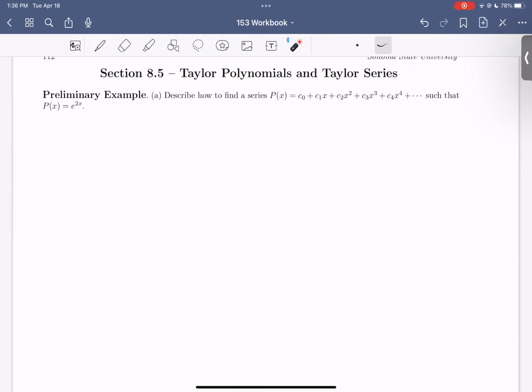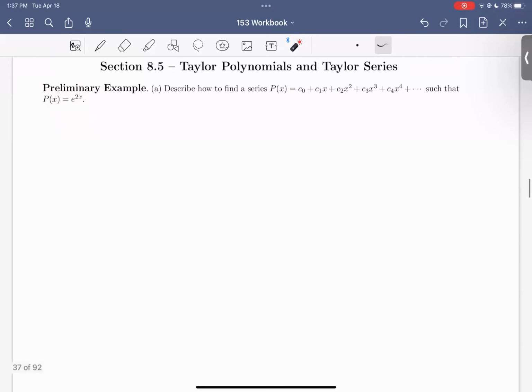All right, so in this example, we're told in part A to describe how to find a series written as P of x that has this form: C sub 0 plus C sub 1x plus C sub 2x squared plus C sub 3x cubed, etc., such that that series is actually equal to this more complicated function e to the 2x. And the reason why I say e to the 2x is more complicated is because this first series is just a polynomial, meaning we just have sums and we are multiplying numbers together, while this e to the 2x is a function that's a little bit more involved.